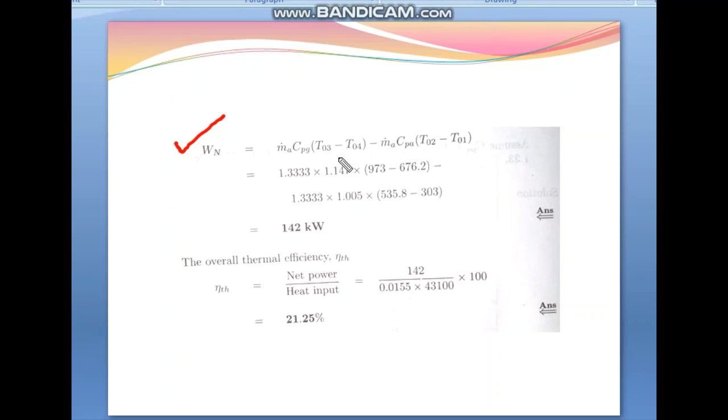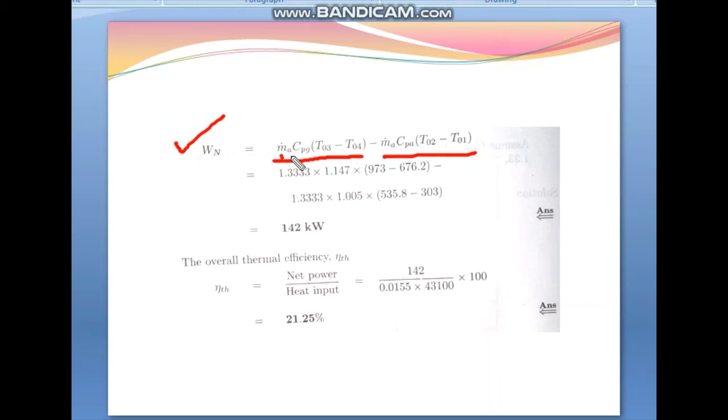Now the net power, that is W suffix n. By neglecting the fuel flow rate, we get the actual turbine work minus the actual compressor work. In case of turbine work we are substituting m dot a, the mass flow rate of air, instead of the mass flow rate of fuel, because the question says to neglect the fuel effect.